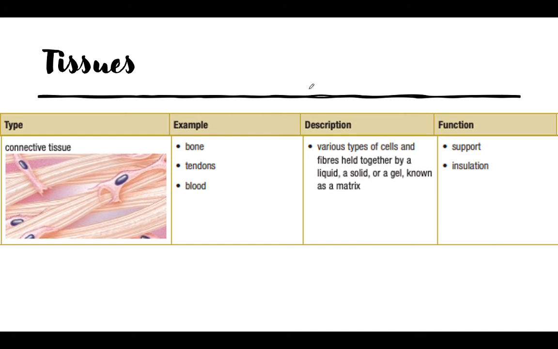Moving on to our third type of tissue, we've got connective tissue. These are different types of cells that hold together different organs, systems, etc. So you might have our muscles and our bones, right? Those two come into contact. There's connective tissue in between to help support those two different parts or organs coming together. The main function of the connective tissue is support and insulation. Examples of these: bones, tendons, blood, all of these are connective tissue.